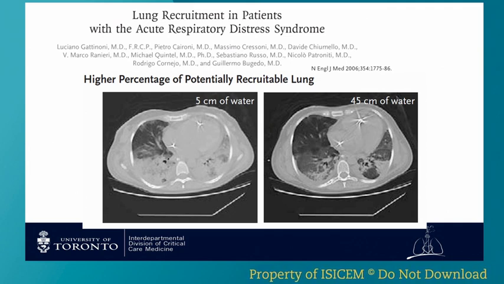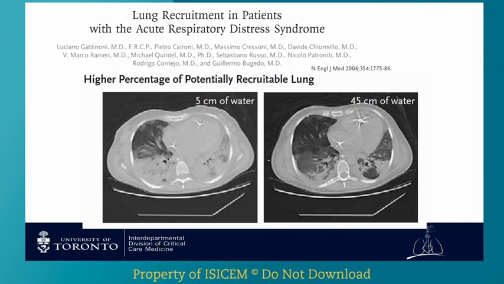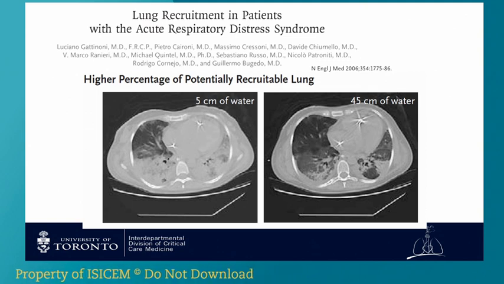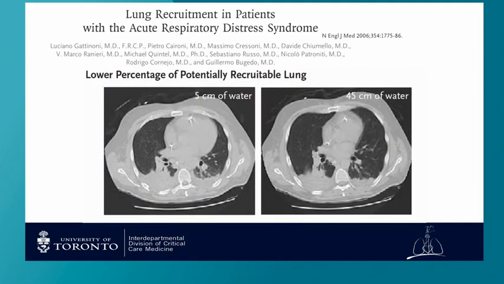Luciano Gattinoni's classic paper from the New England Journal almost 20 years ago shows us that, in fact, recruitability is a key factor when we think about who should get higher PEEP. Patients like this, when you go from 5 to 45 centimeters of water and you get lots of lung recruitment, might be ideal candidates for higher PEEP. Whereas patients like this, non-recruiters, we should not be using higher PEEP.